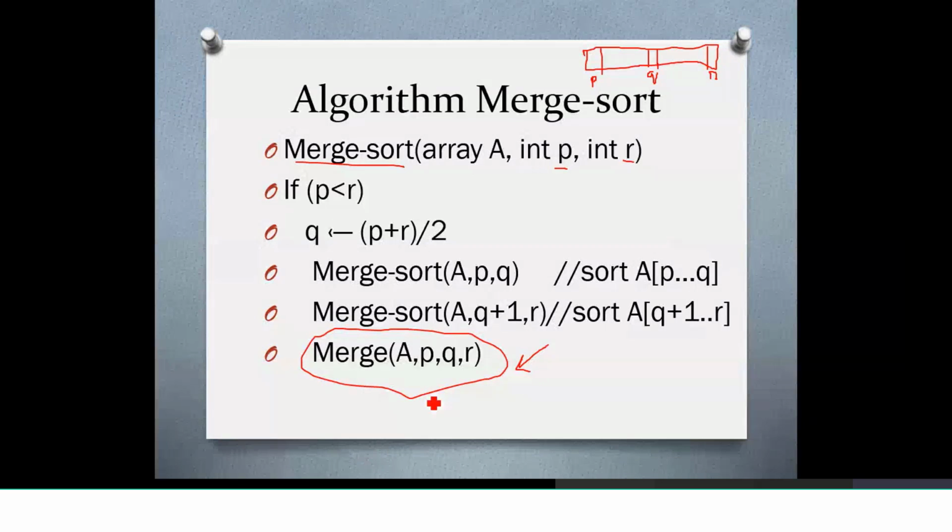It takes an array A, the starting index, middle index, and ending index. This sub algorithm will combine these two arrays. P to Q is one part of the array, Q plus 1 to R is the second part, and these two arrays will be merged into a single array. It takes two sorted arrays and combines them into a single sorted array.